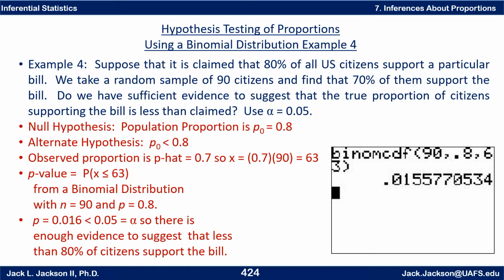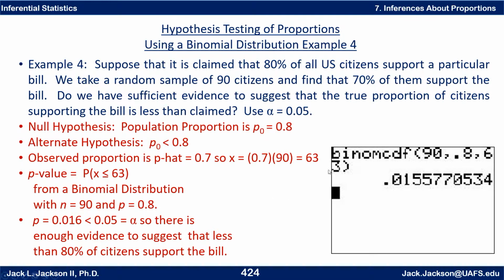So the observed proportion, p hat, is 0.7, so we need to find the corresponding x to that. 0.7 is the percentage of successes in the sample. The sample size is 90, so 0.7 times 90 is 63. Remember, that has to be a whole number. So the p-value then is just the probability of getting that 63 or something more extreme. In this case, since it's a left-tailed test, more extreme is further to the left. So we're finding the probability that x is less than or equal to 63 from a binomial distribution where n is 90 and p is 0.8.